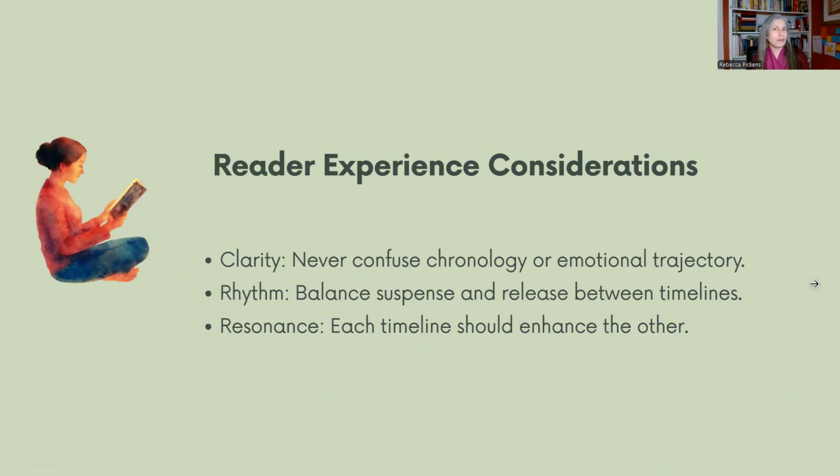So when we're doing all of this maneuvering, we want to be thinking about how our reader is experiencing it. So again, clarity. You never want to confuse the reader in terms of the chronology or the emotional trajectory, meaning the placement of your secondary timeline is fundamental. It's very important to make sure it's being spread out mindfully, that it is easy for readers to follow where they are in history, so that it is really providing clarity, not doing the opposite. Balancing suspense and release between timelines is important.